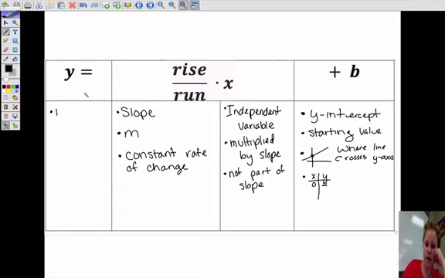Okay, y then is the dependent variable. And that means, like in a real world situation, if you're selling cups and making money, the amount of money you make depends on the amount of cups you sell. So your cups would be the independent variable, and the money you make would be the dependent variable. It's often called the answer, just because it's by itself.